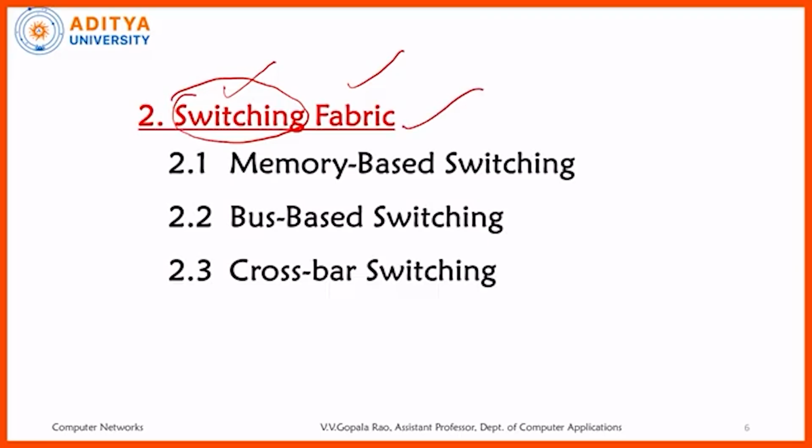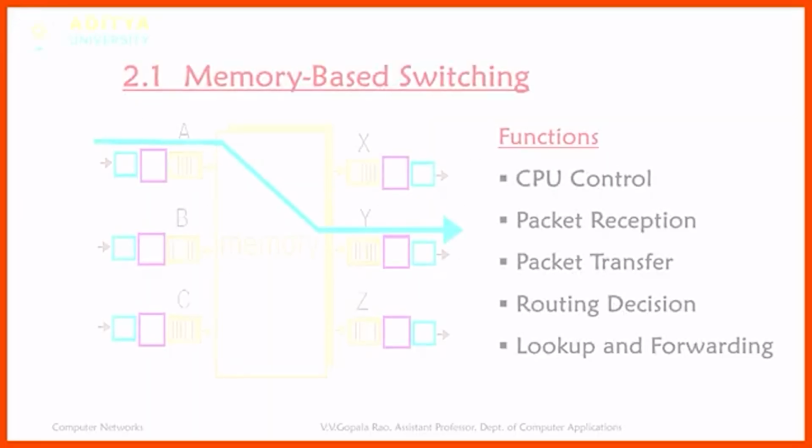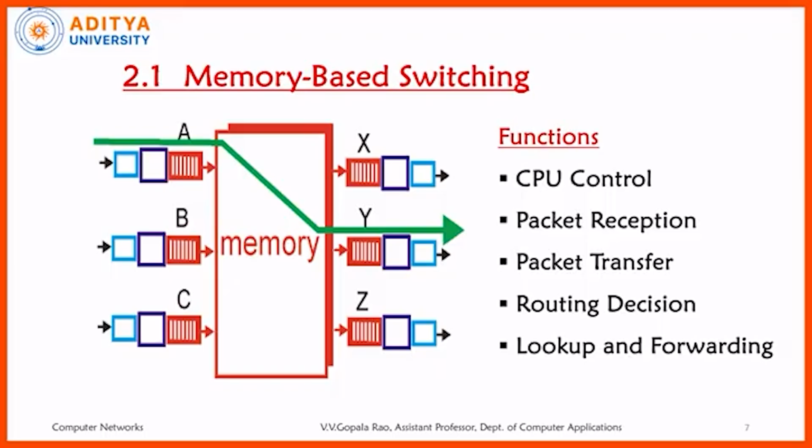So this is carried out by three methods: memory based switching, bus based switching, and crossbar based switching. These are the three types of switching fabric methods which are carried out in the router. Depending on the requirement, it is going to follow any one of them. So now you see them one by one. Let us start with memory based switching.